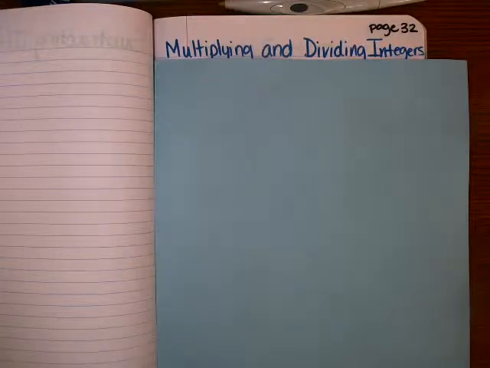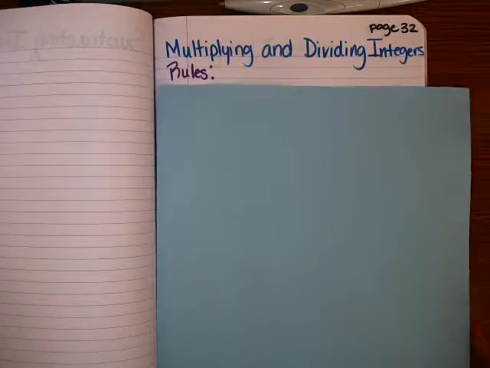6 times 6 is 36, 5 times 5 is 25. So we use those same rules to multiply or divide integers. Dividing, meaning 48 divided by 6 is 8, or 12 divided by 3 is 4. So we still use those same concepts, but the rules change a little bit. So here are the rules.